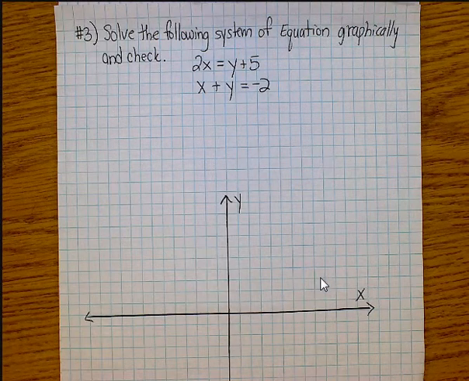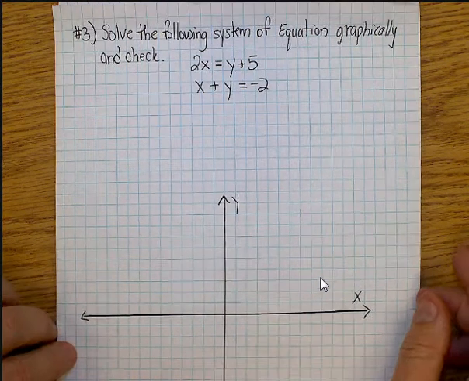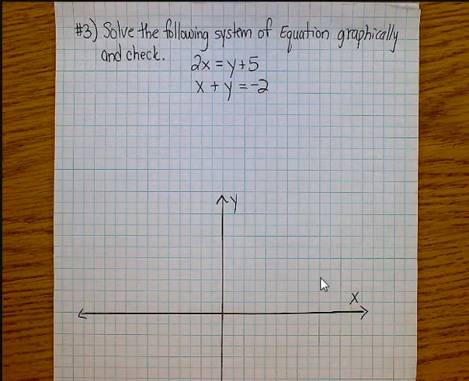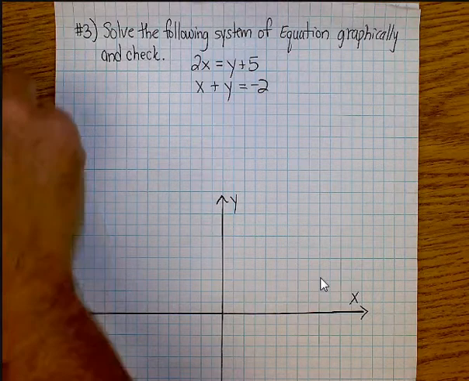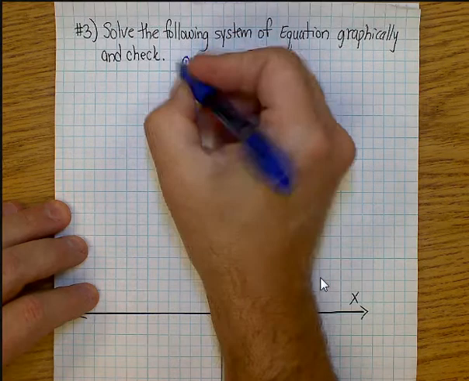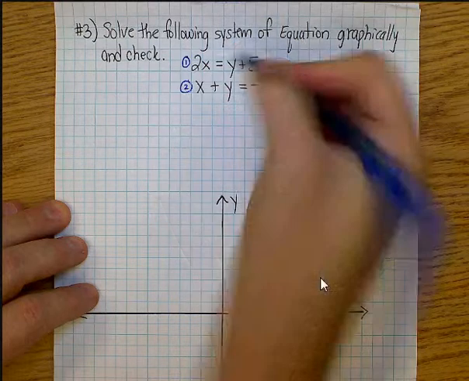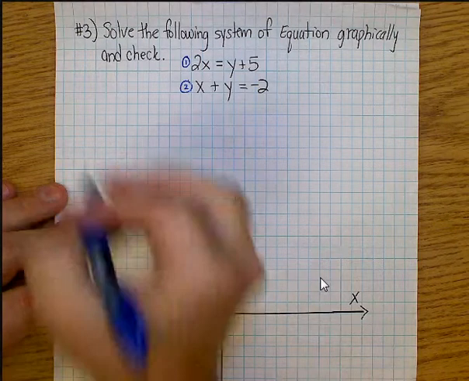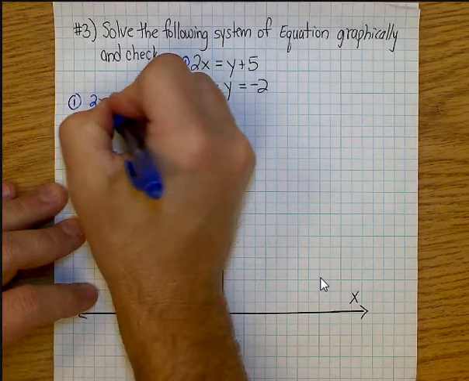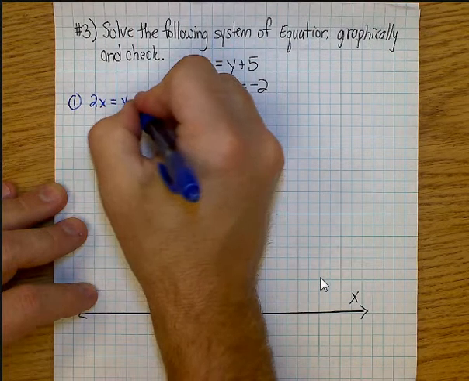Okay, question number 3, which is the second problem to your homework last night. Again, we're trying to solve this system of equations graphically, and we want to check. So we're going to start off with our first equation. And again, one of the ways you can organize yourself is to label the equations right away so you can see what you're doing. So over here, number 1 is going to be 2x is equal to y plus 5.